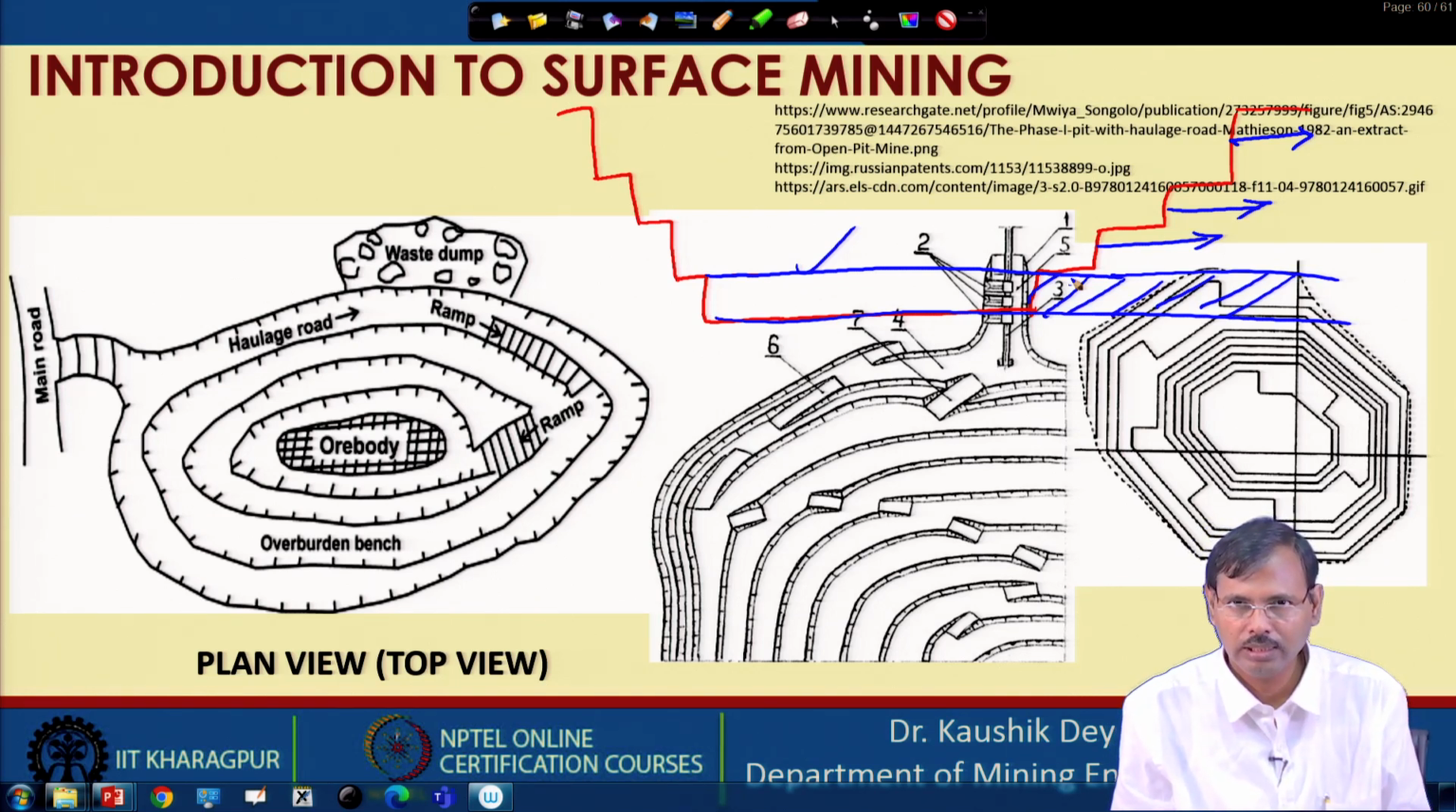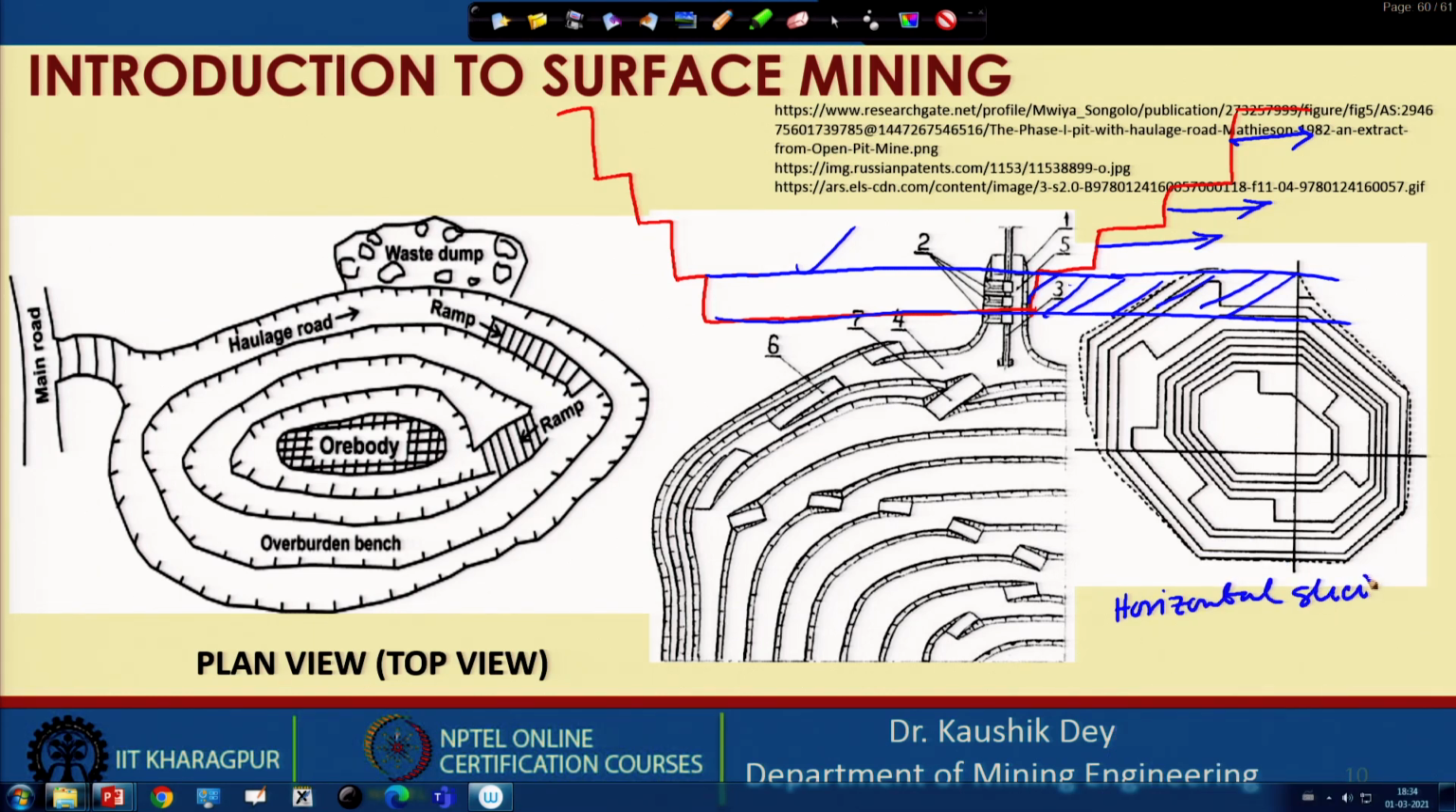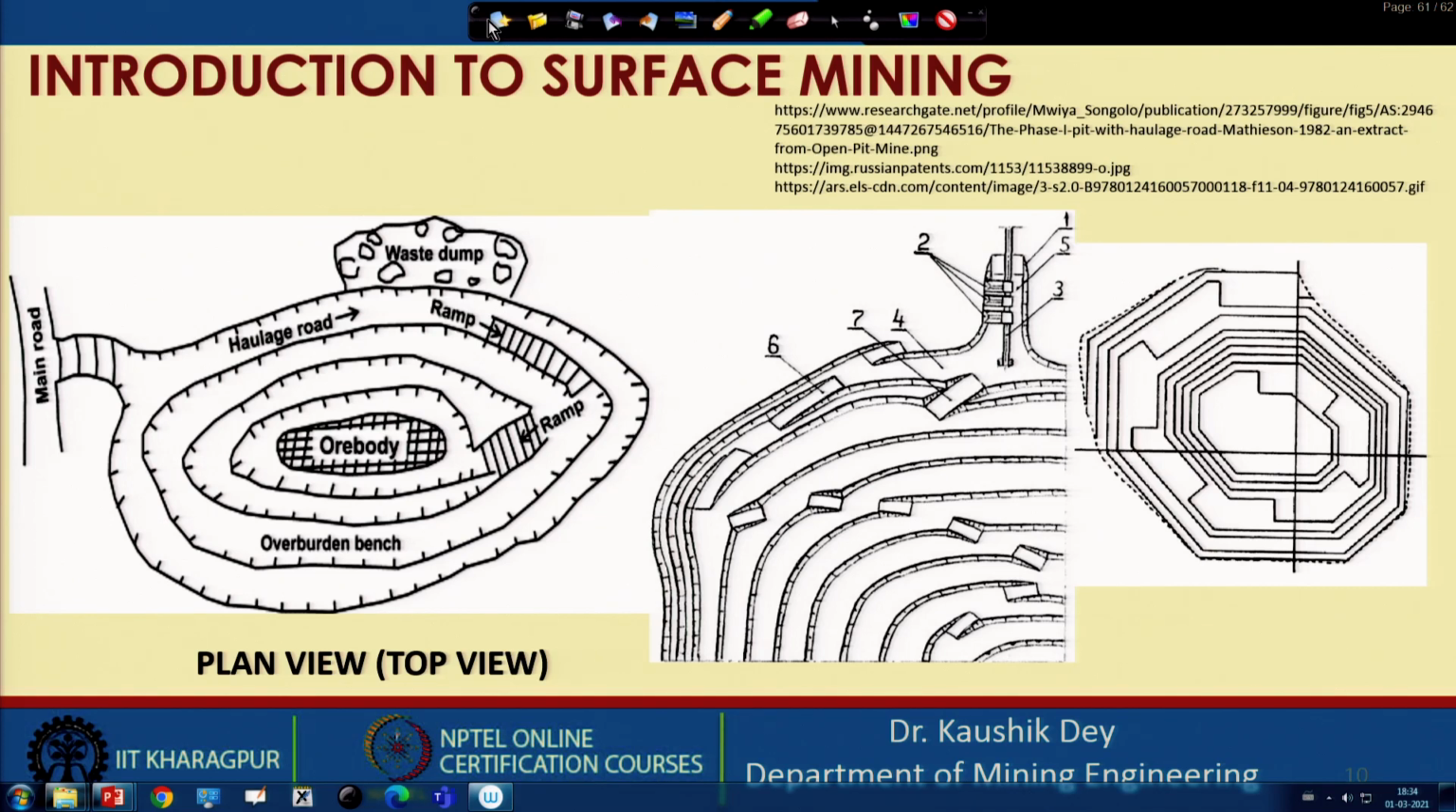So, surface mining is nothing but horizontal slicing through the formation of benches. We are forming benches and slicing the rock. This is the surface mining technology in a nutshell.